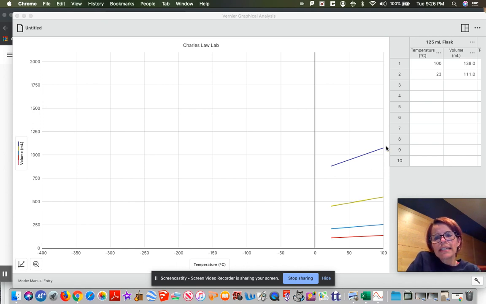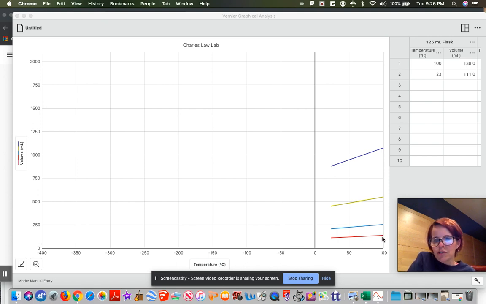Okay, so then what I did is I asked the computer to graph the 2 points that we were given for each of the flasks. So here's flask number 1. It was the 125 milliliter flask, the one that you actually got to watch. This point right here is on 100 degrees. There, it's 100 degrees, and it's at 138 mil. Oops, sorry. Wrong one. I'm looking at the wrong one. Blue line. The red line is the one that represents that 125 mil flask.